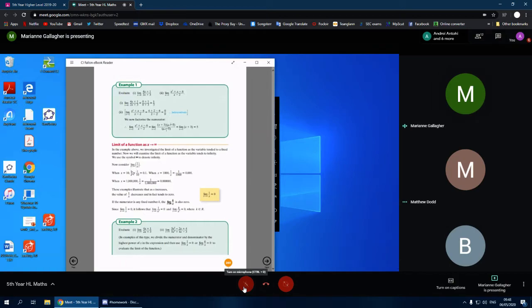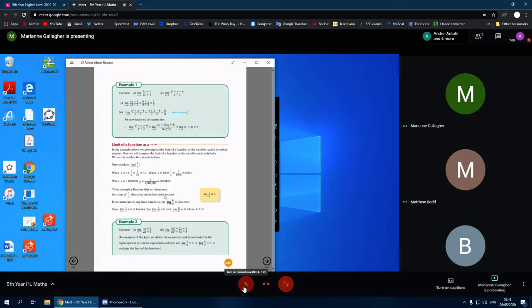Infinity is a concept, it's not a number, so we can't just sub it in like we were subbing in 0 and 2. So what you have to do is use common sense, and say, okay, let's pick some big numbers and see what's happening. If I pick x equal to 10, that's 0.1. If x equal to 1,000, that's 0.001. If x is 1,000,000, then it's 0.000001. So we can see that 1 over x is getting closer and closer to 0. Does that make sense?